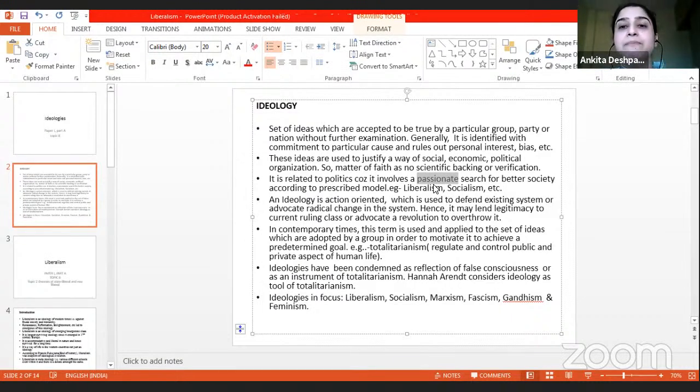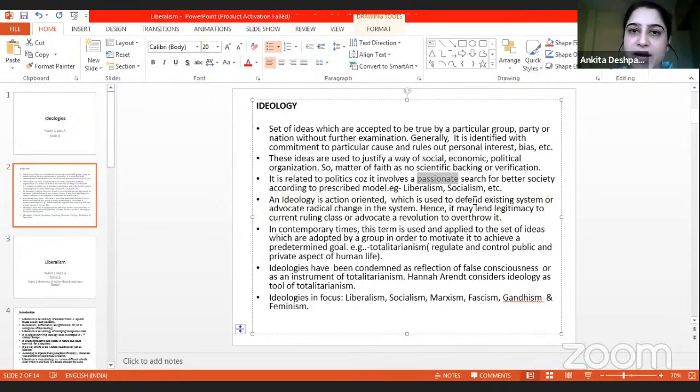Ideology is passionate because it is a set of ideas which certain people believe to be true. All right. So remember, ideology is always a passionate search for a better society according to prescribed models. Today I'm going to teach you liberalism, then we'll study socialism, Marxism, etc. So it is always a search for a better society.